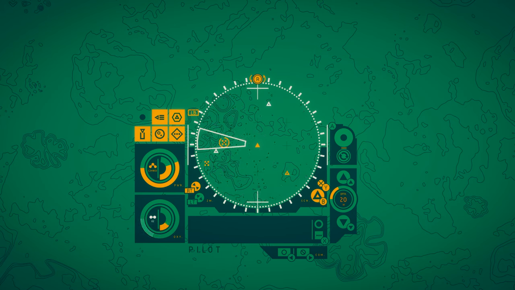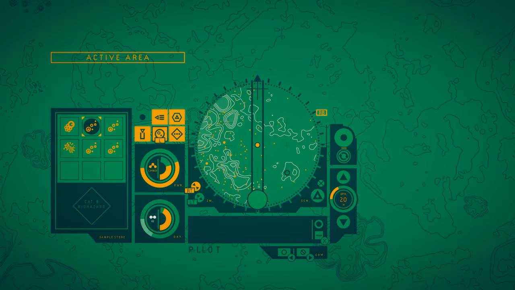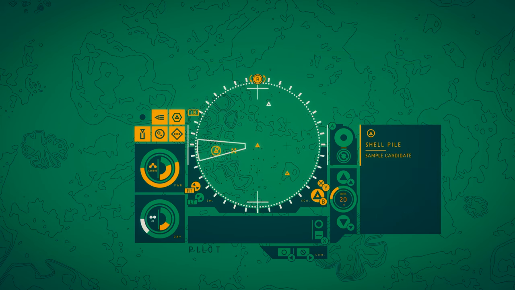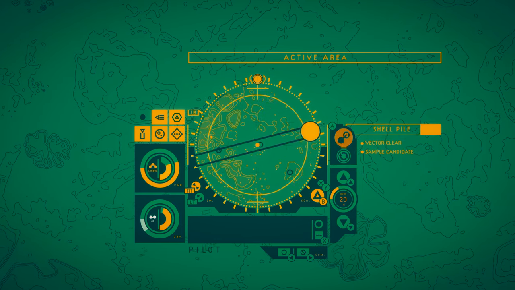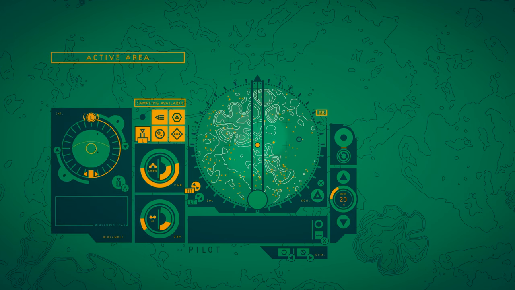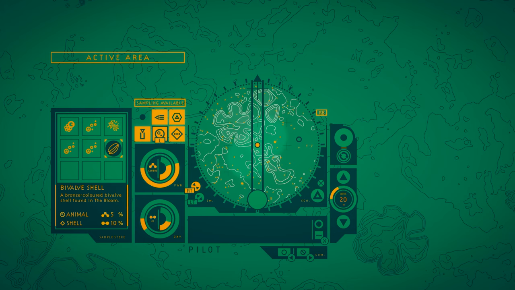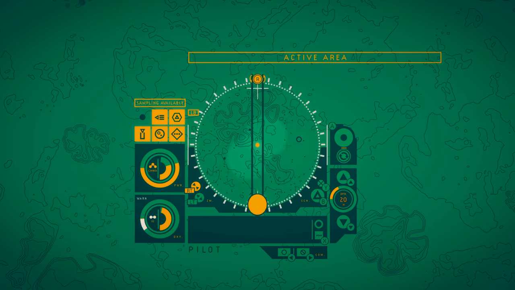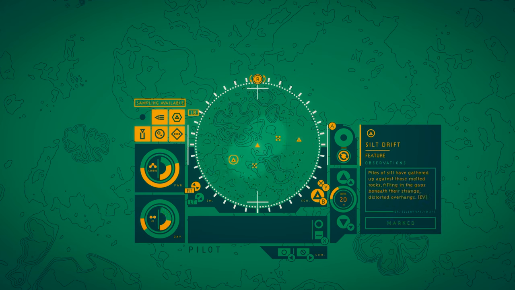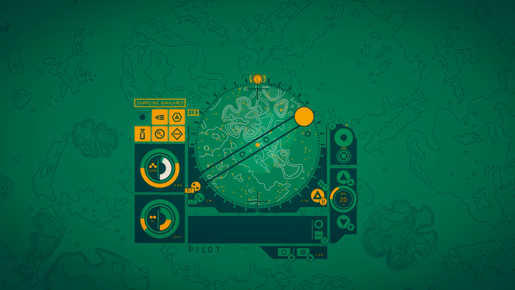Are these... Yeah, it's the bivalves. Oh, this is something new. Bivalve shell. Silt drift. Piles of silt have gathered up against these melted rocks, filling in the gaps beneath their strange distorted overhangs.